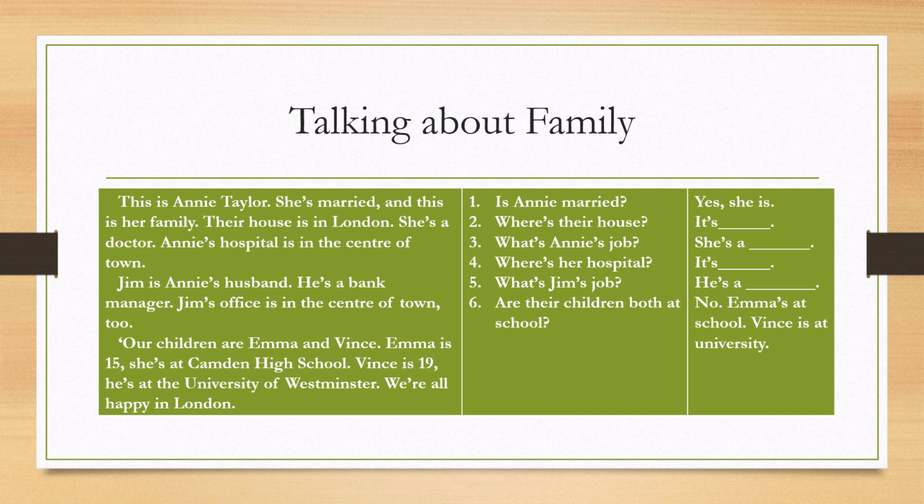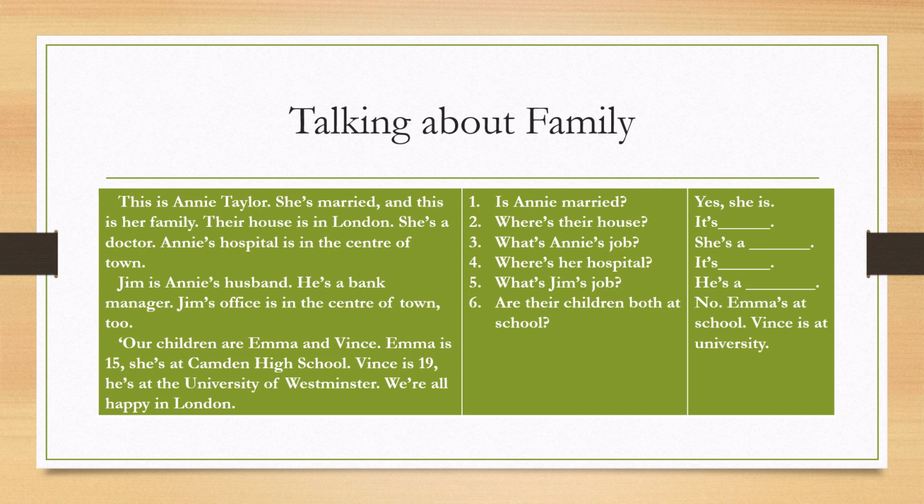Our children are Emma and Vince. Emma is 15. She's at Camden High School. Vince is 19. He's at the University of Westminster. We're all happy in London. Let's practice using the following questions, which are all based on this text about Annie Taylor.